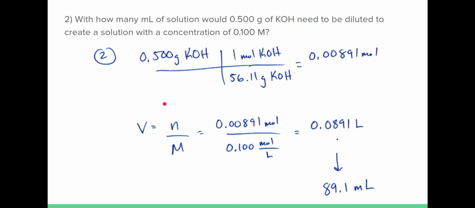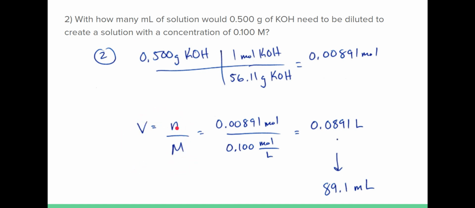For number 2, we have a little bit of a different setup. We have the number of grams of KOH, or potassium hydroxide, that are going into this solution, but now we're solving for volume, so we just need to do a little bit of rearrangement with our molarity equation. The first step that I follow is I take my number of grams of KOH, and I use the molar mass of KOH to get it converted into moles. The number of moles is 0.00891 moles.